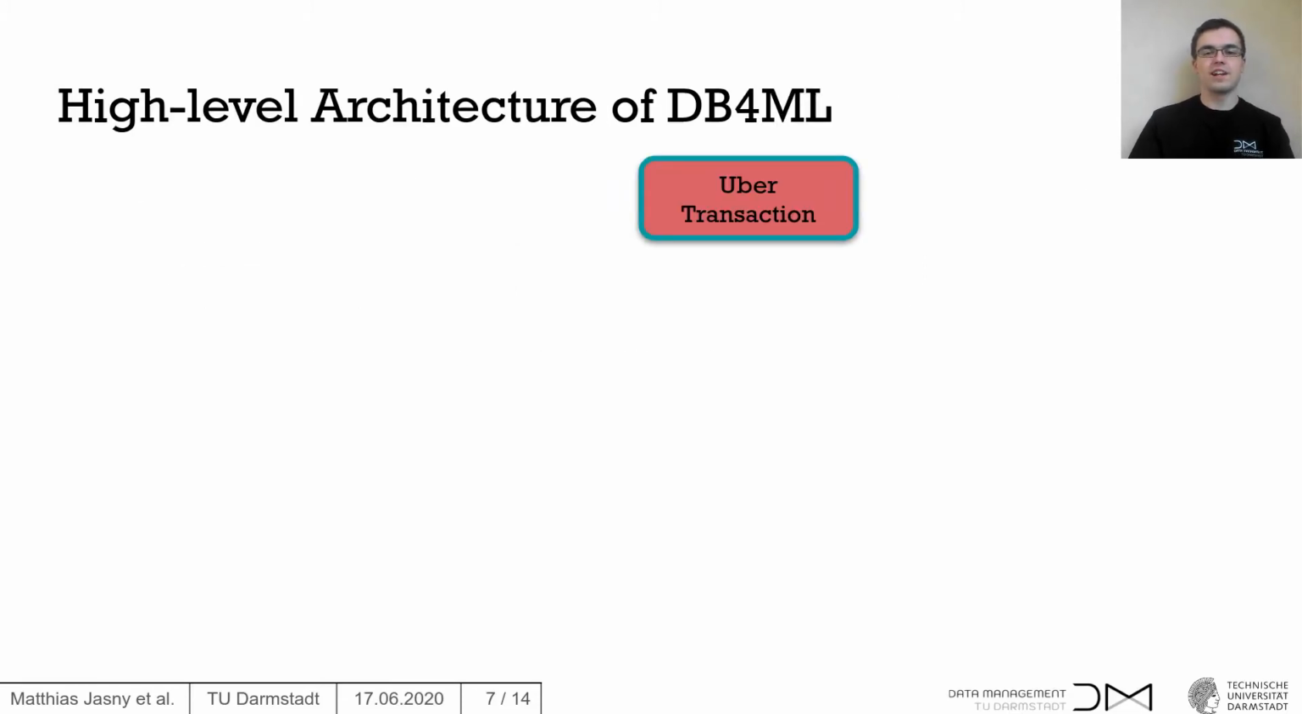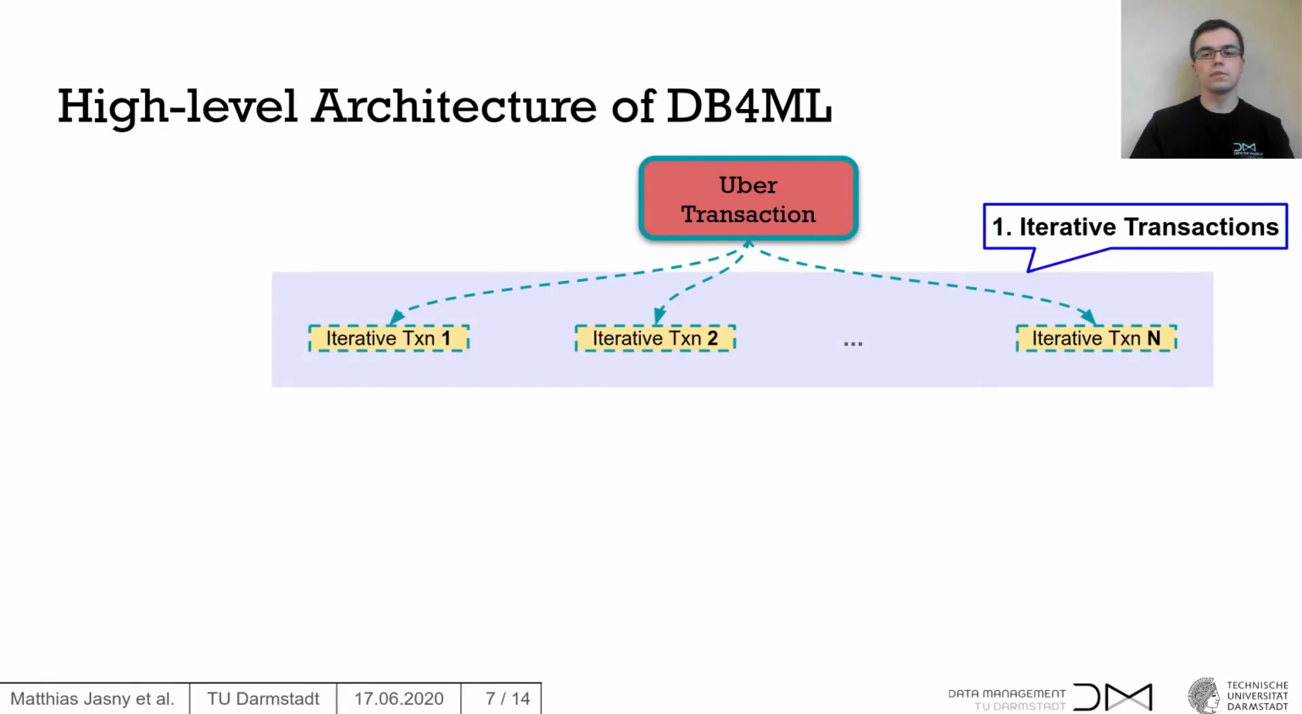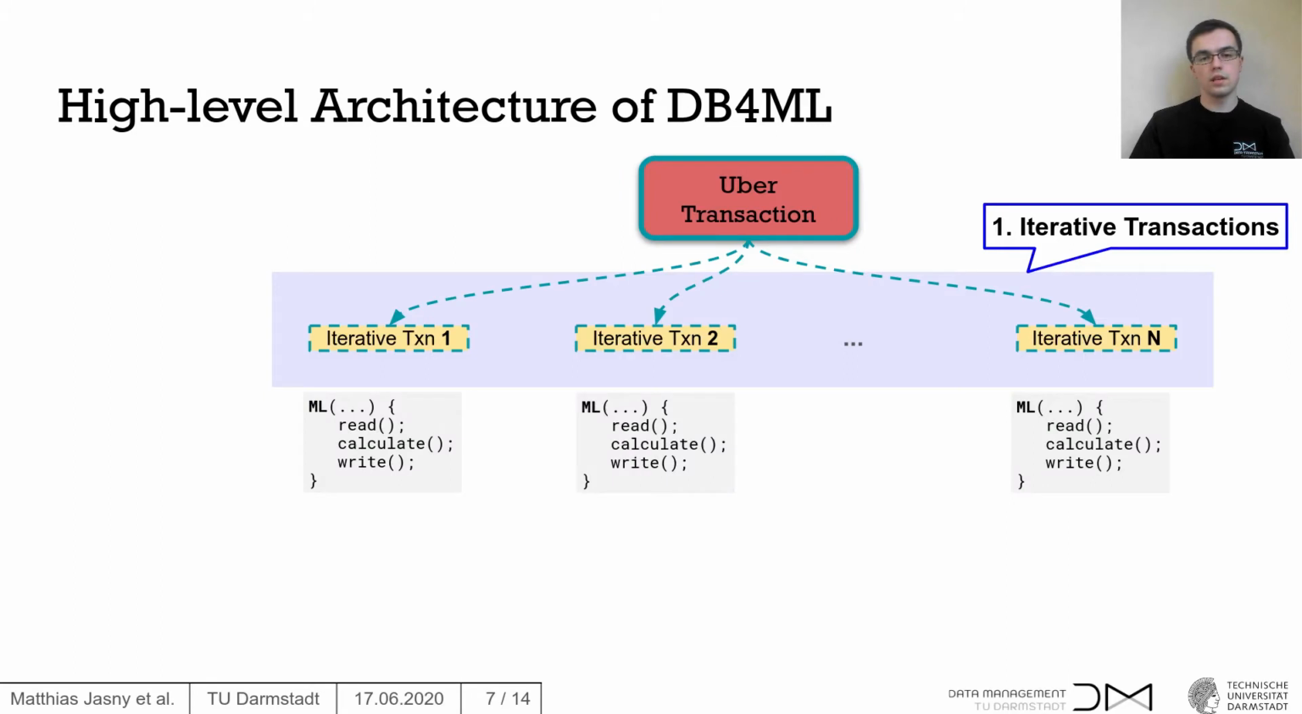Let's dive into the high-level architecture of DB4ML. The execution of an ML algorithm is hidden from the user behind a so-called Uber transaction. This Uber transaction then instantiates multiple iterative transactions which can be, for example, responsible for different parts of the data. These iterative transactions continue to do the same steps as our ML algorithm does. First, read data, then calculate with the data, and then write results back.